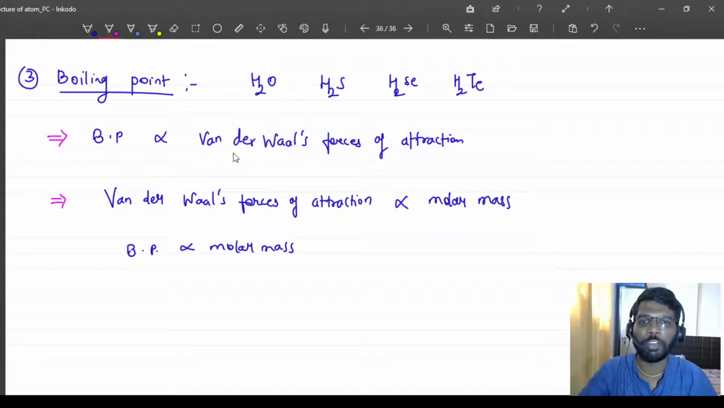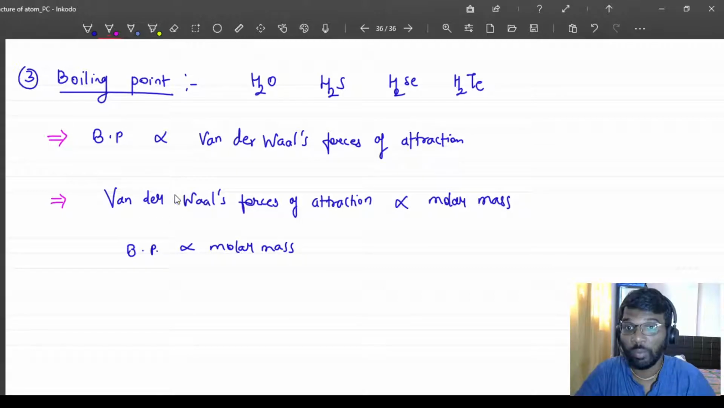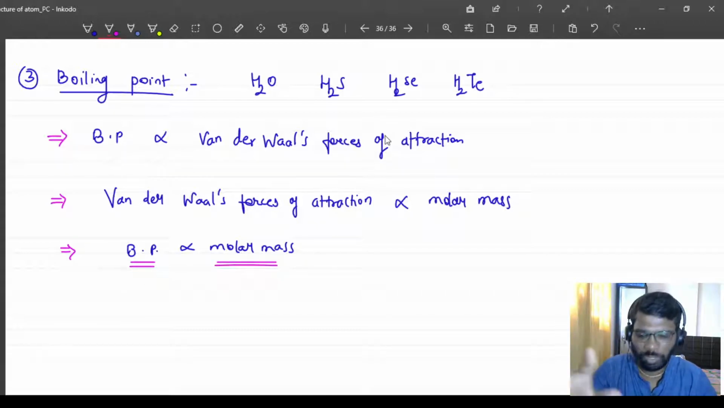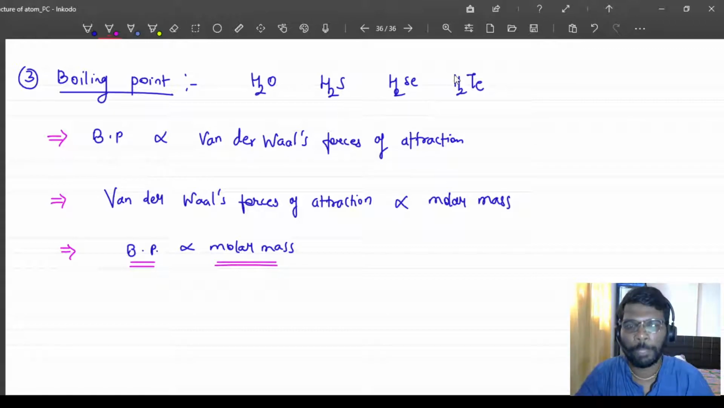So boiling point is directly proportional to the Van der Waals force. More the Van der Waals force, more the boiling point. Van der Waals force is directly proportional to the molar mass. More the molar mass, more the Van der Waals force. Among these, which one will have the highest molar mass? Obviously, the tellurium hydride will have the highest molar mass.